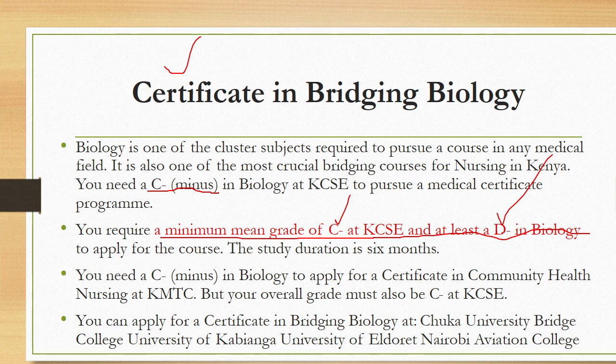And remember, this is when you want to do a certificate in any medical field. So these are requirements for a certificate, right? Like I've mentioned here, you need to have a C minus in biology to apply for these. So you can also get this particular certificate in bridging biology from Chuka University, University of Kabianga, University of Eldoret, and any other university that offers this certificate in bridging.